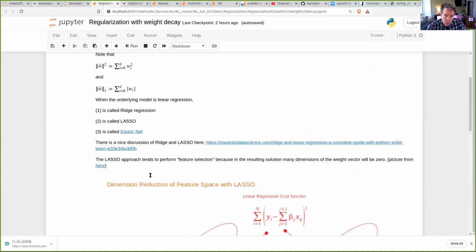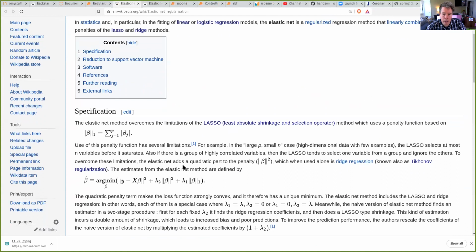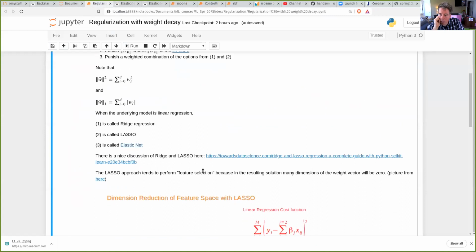If you look at the Wikipedia article on elastic net here, it points out some problems with lasso. I don't know if this is worth spending so much class time on, but if you have a matrix that is much wider than it is tall, then lasso doesn't work well. Another problem with lasso is, let me come back to another link here.